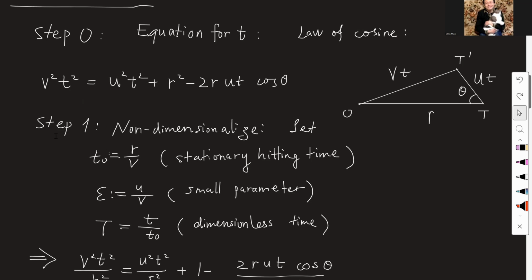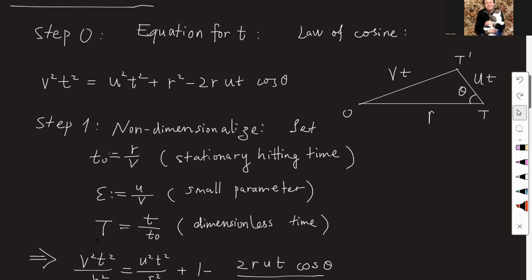Next, we're going to non-dimensionalize the equation, meaning transforming the equation so that every variable appears dimensionless, that is, having no unit. This can help us reduce the number of constants in the equation, so the equation looks cleaner, and it also helps us identify small parameters. Here, I'm going to define these new symbols. T0 is R over V. That's just the stationary hitting time. And epsilon is U over V. Because here I assume U is much smaller than V, epsilon is a small parameter.